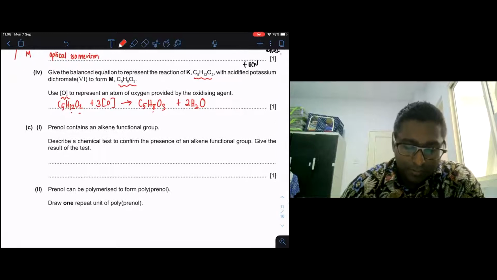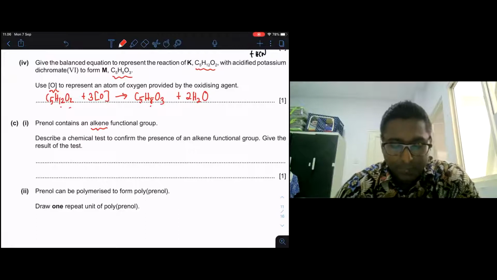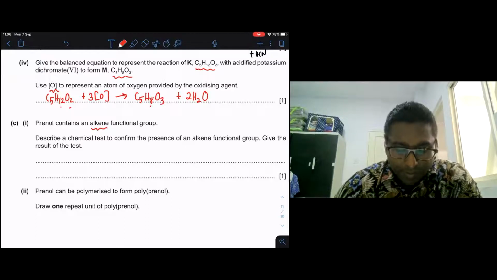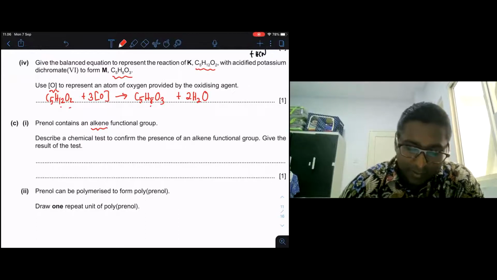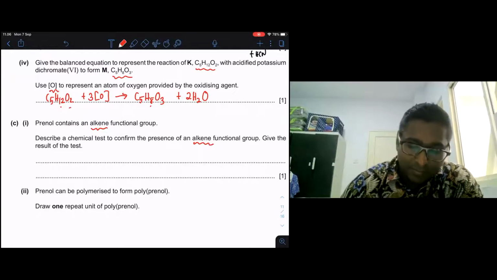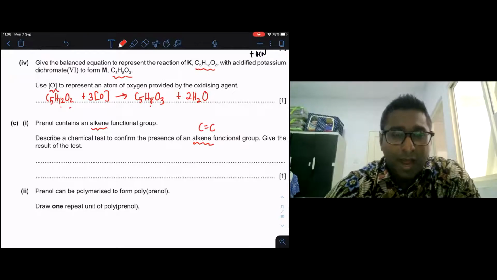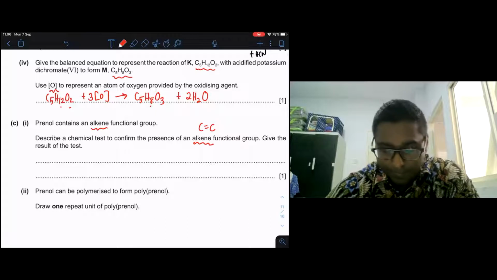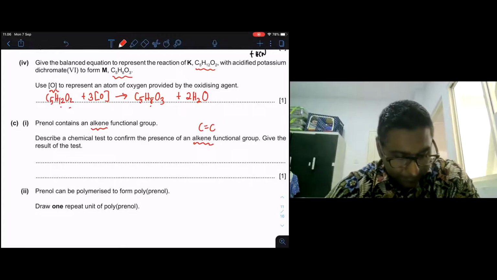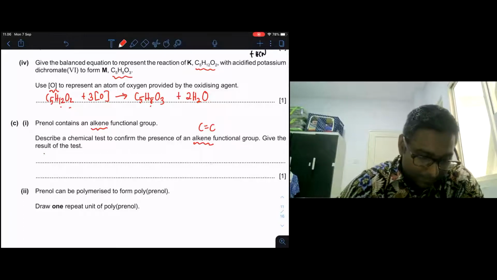Next, the compound contains an alkene functional group. Fine. Now, describe a chemical test to confirm the presence of an alkene functional group. It means the presence of a carbon-carbon double bond. Jason, how do you actually identify a carbon-carbon double bond? What is the chemical test?